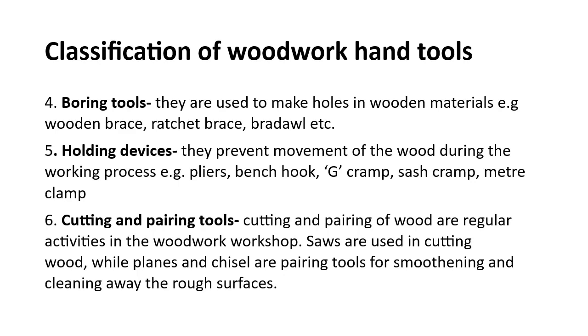We said they prevent movement of the wood during the working process. Examples of the holding devices include pliers, bench hook, G-clamp, sash clamp, and meter clamp. These hand tools are grouped and classified under the holding tools.